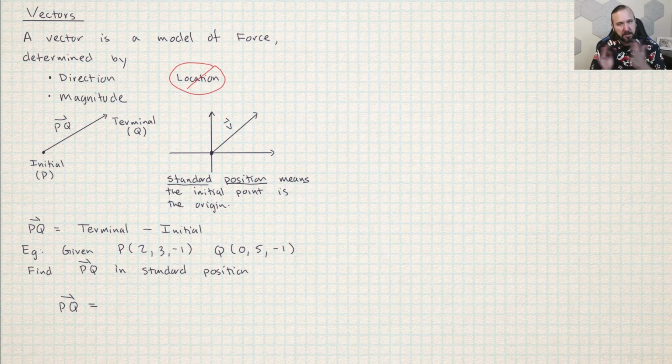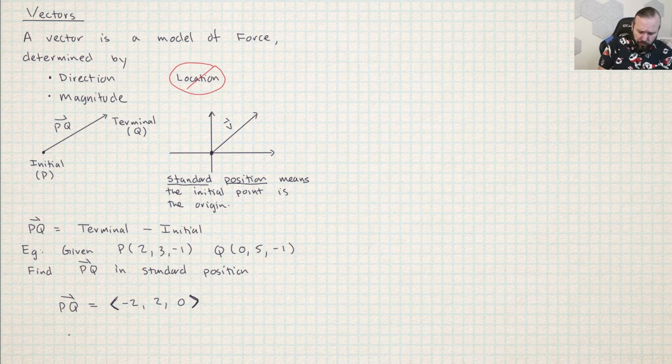So I've given us 2 points, and we're asked to write the vector that connects these points in standard position. What I'm going to do is final minus initial. So here 0 minus 2 is -2, 5 minus 3 is 2, and then -1 minus 1 is 0. When you write a vector in standard position, a lot of times we put these pointy brackets around the edge of them, just to denote that we're talking about a vector and not a point. And when we do this, we say that the vector is in component form.